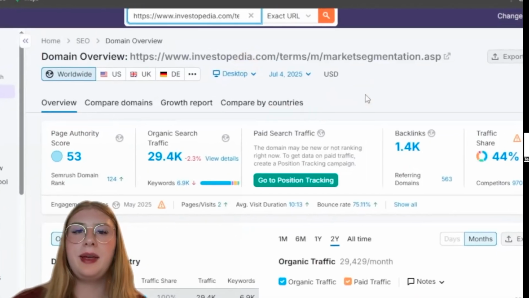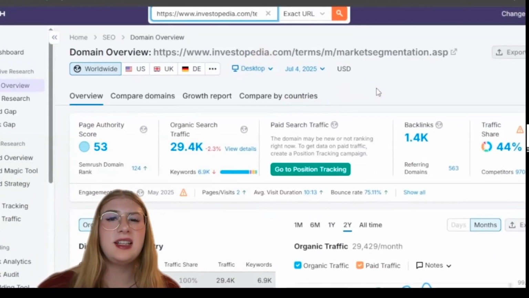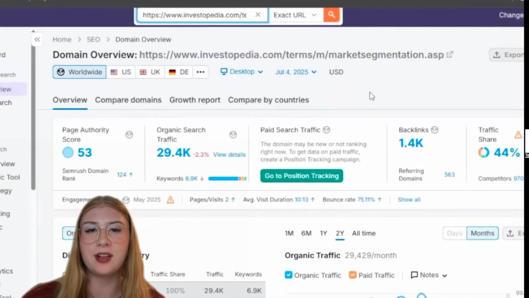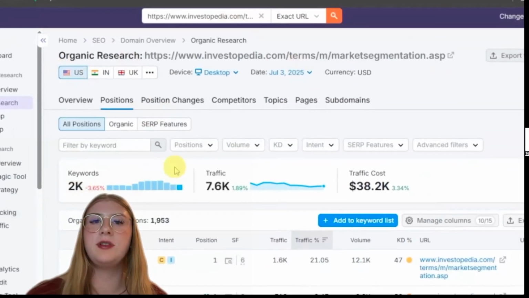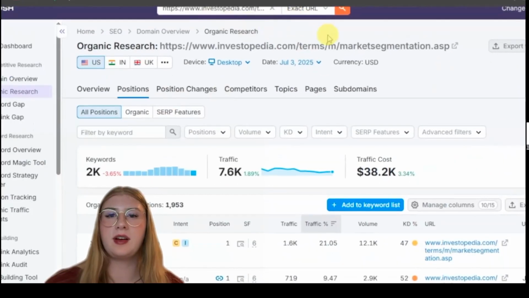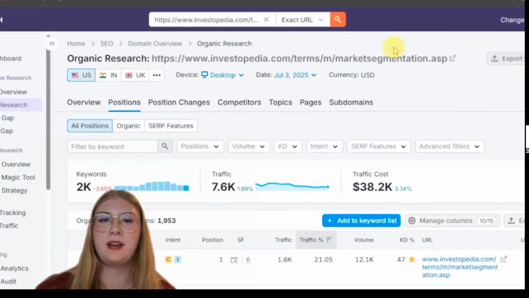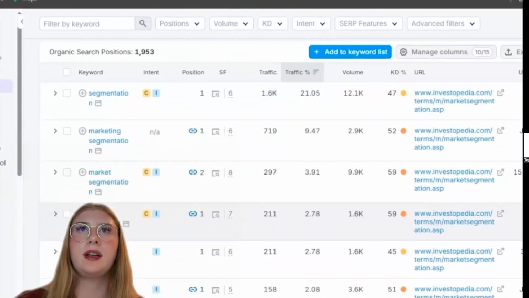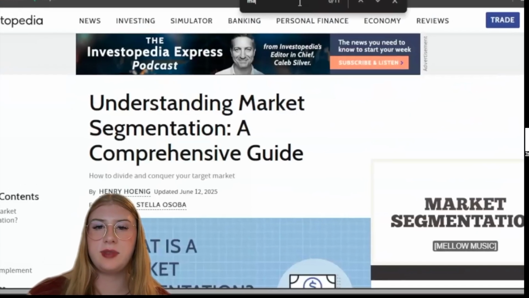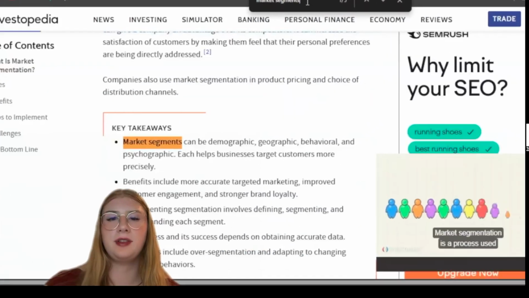But how do we implement this with so many keywords? It's impossible to include every keyword in your article, but that's where semantic SEO comes in. I've collected a list of about 2,000 ranking keywords from this article in the US alone. Let's break it down and analyze how semantic SEO works in practice. Let's start with the term market segmentation. We can see that the term is used directly in the article after searching it here.